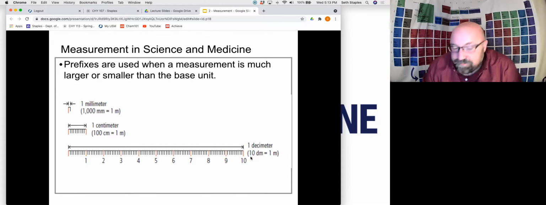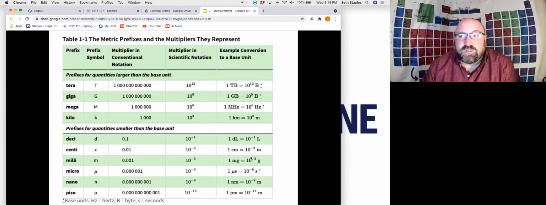And so you are absolutely going to need to be able to do metric conversions and use metric prefixes in this course. This is the table that your book uses, and I like this table a lot. I've been using several different ones over the years. This one I really, really like.